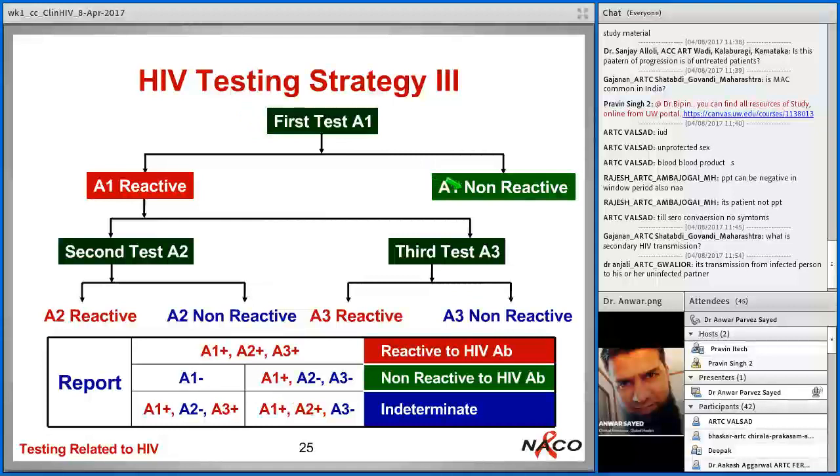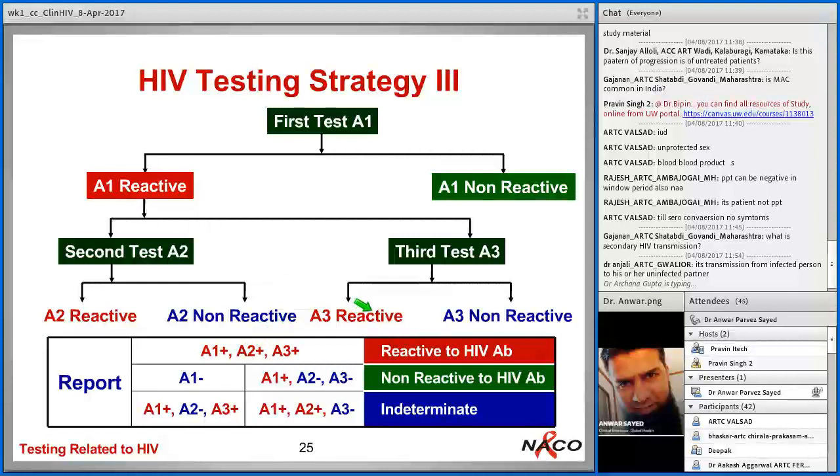First test is done. If the first test is negative, then no further testing is performed on that sample. Report is given as HIV negative. If the first test is positive, then a second test is performed. If the first was positive and the second turns out to be negative, then also the third test is performed.